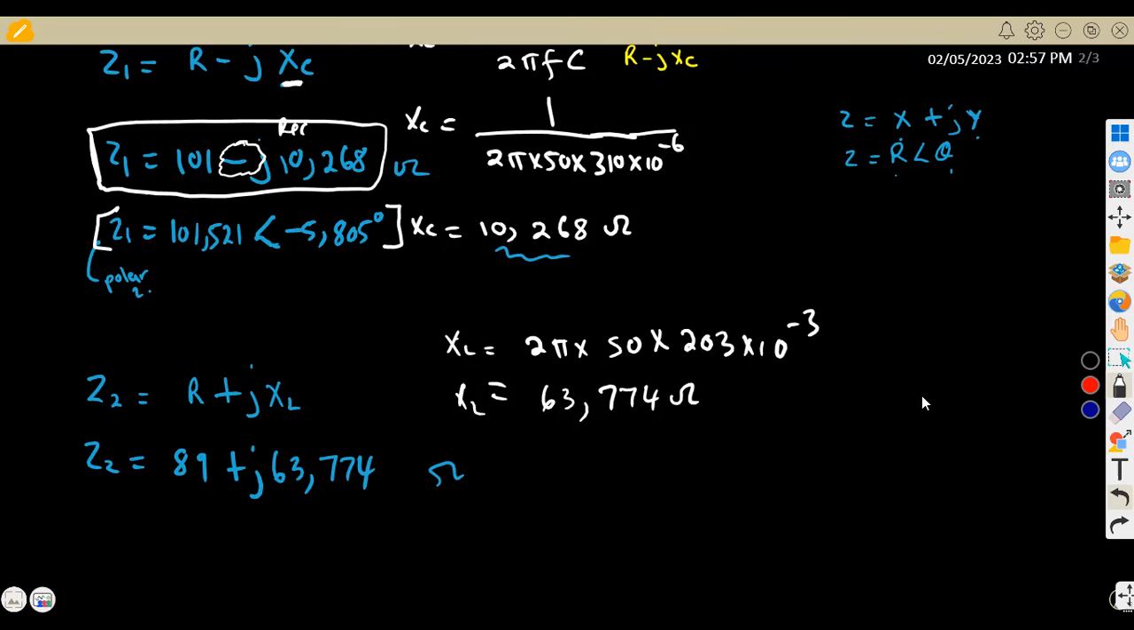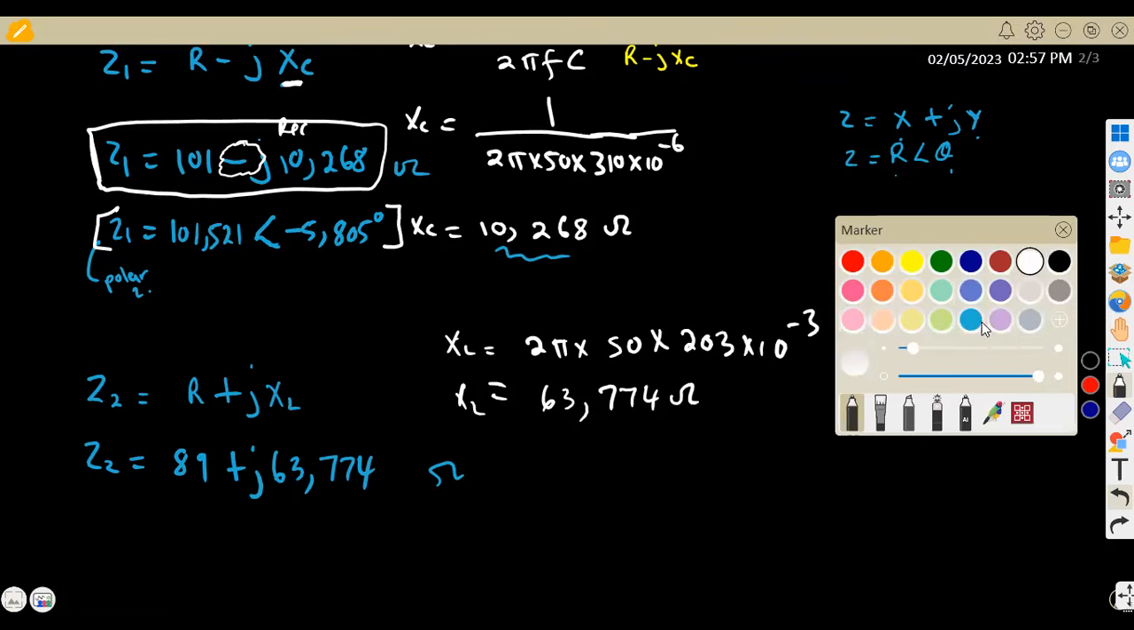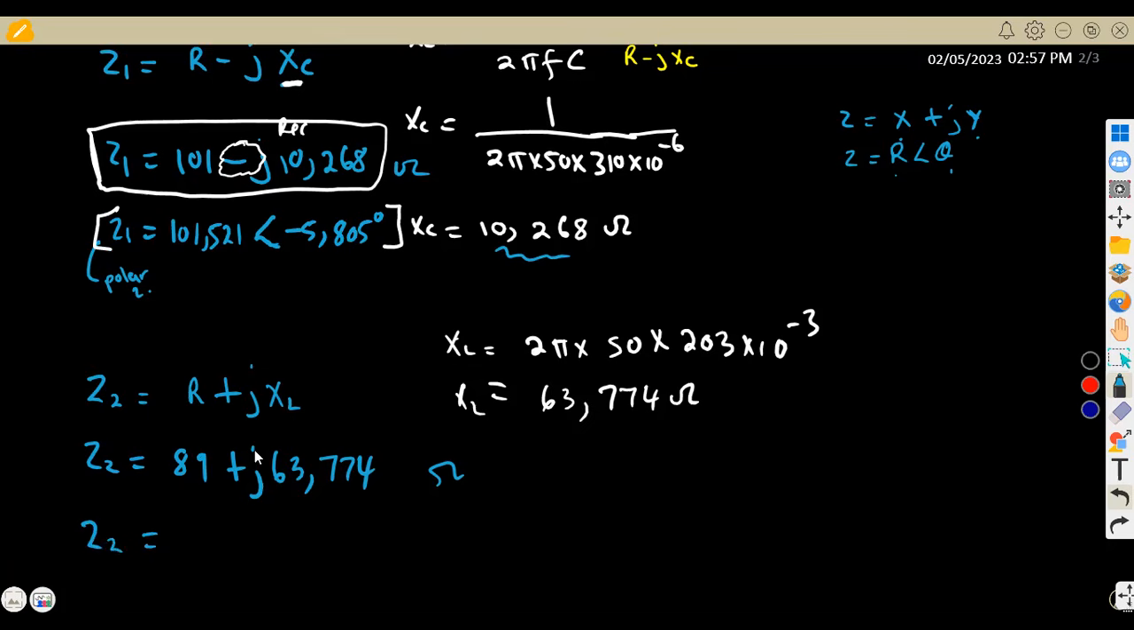Which is the same thing on this Z2. So on this Z2, you do the same again. We want to convert to polar form, just like what we did previously. Shift, then polar form, which is plus 89. You separate this with shift, then comma, which is 63, comma 774.